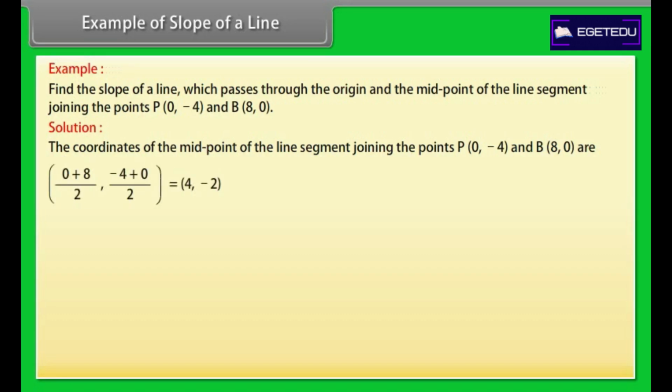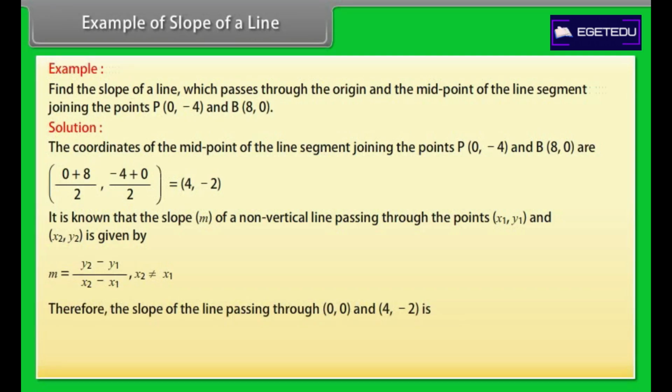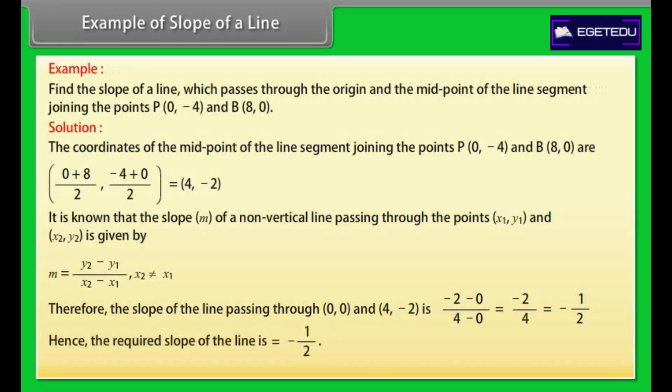(4, -2). It is known that the slope, that is m, of a non-vertical line passing through the points (x1, y1) and (x2, y2) is given by m = (y2 - y1)/(x2 - x1), x2 not equal to x1. Therefore, the slope of the line passing through (0, 0) and (4, -2) is (-2 - 0)/(4 - 0) = -2/4 = -1/2. Hence, the required slope of the line is -1/2.